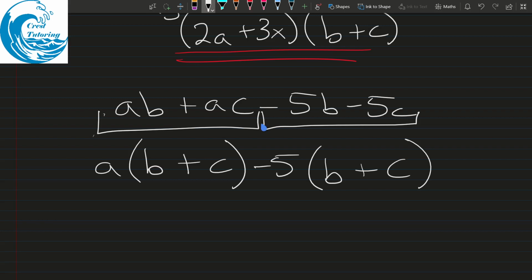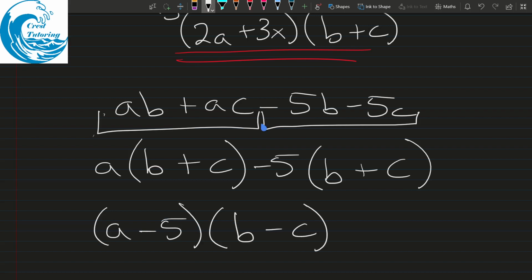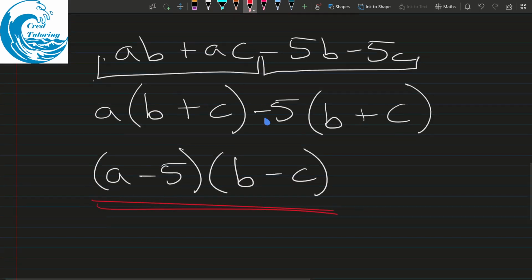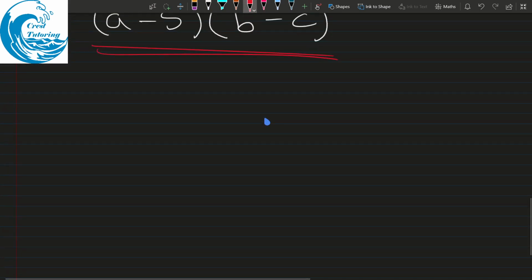So then you want to group them together. So we have a minus 5 and b plus c. Your answer is there. So there are your two factors for those ones. Okay, so the next one that you can have is difference of two squares.